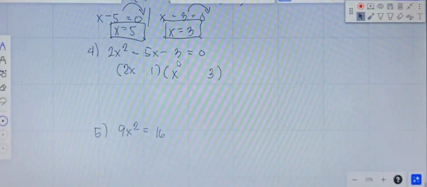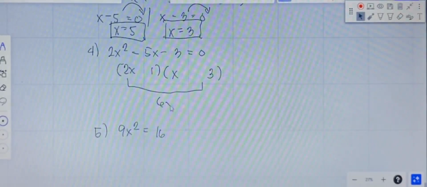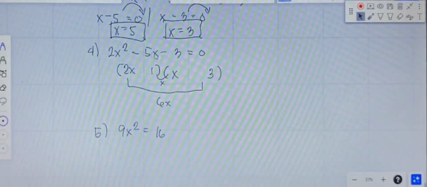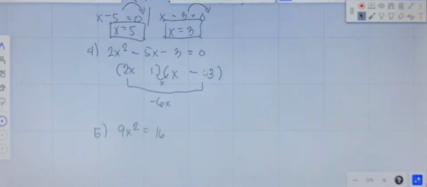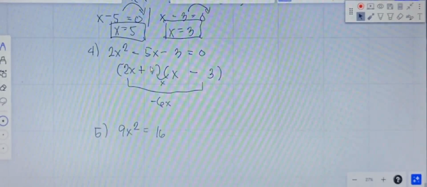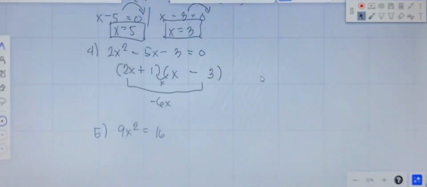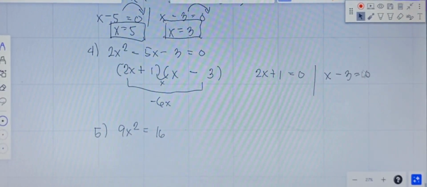Now, how are we going to get negative 5x there? If we multiply this, that's going to be 6x. If we multiply this, that's going to be x. So, in short, in order for us to get negative 5x there, this should be negative. So this would be negative 3, and this would be positive 1. So to get the solutions, just equate them to 0. 2x plus 1 is equal to 0. X minus 3 is equal to 0.